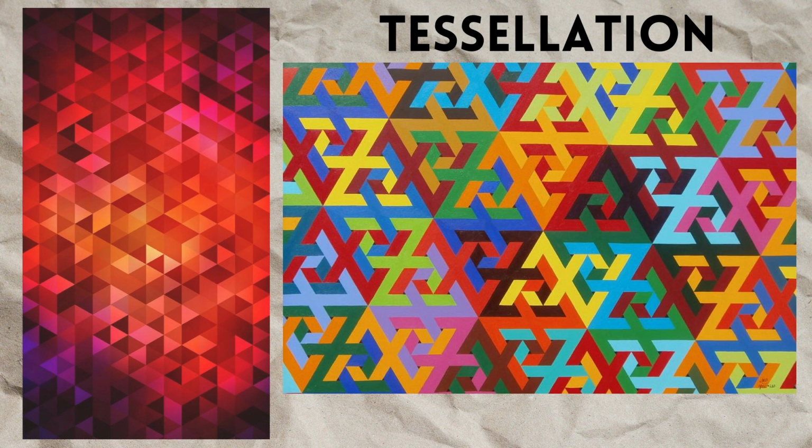These are tessellations, when these shapes relate to each other. It's a style of art. I really like the one on the right with the Z's all over the place in different angles.